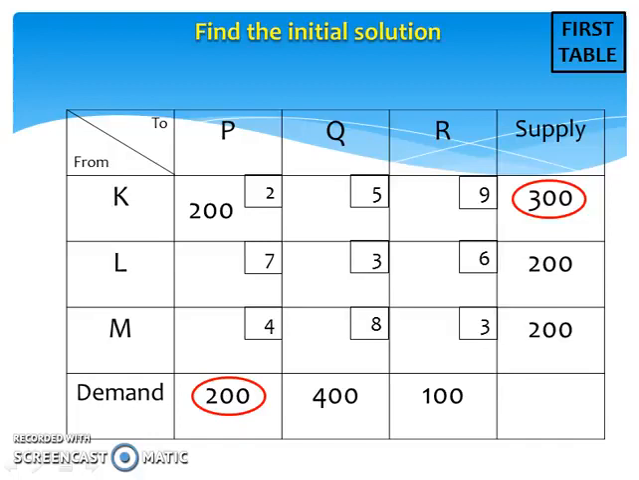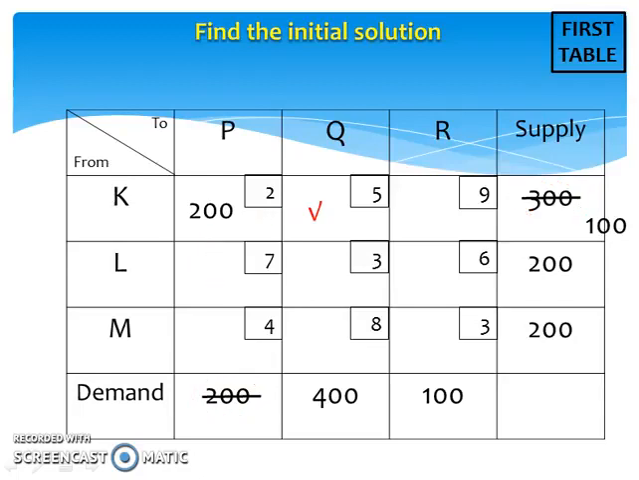Now, the demand at this column is satisfied and the supply at this row is left with 100 units. Next, we need to move to the next square. We either move to the right or move down. Here, we can no longer move down because the demand value is already satisfied, so we move to the right.